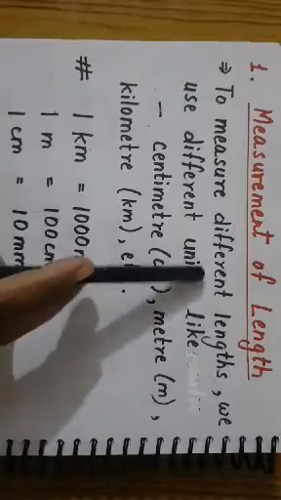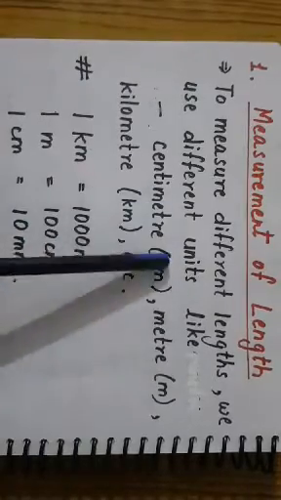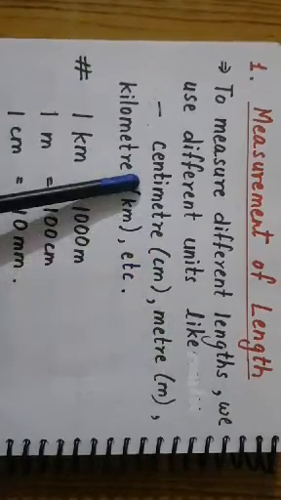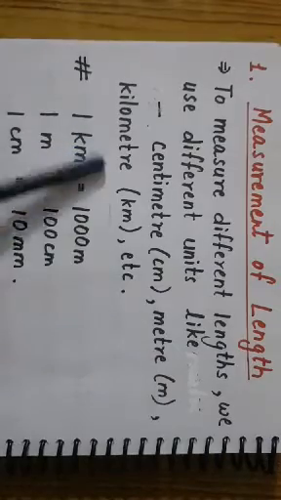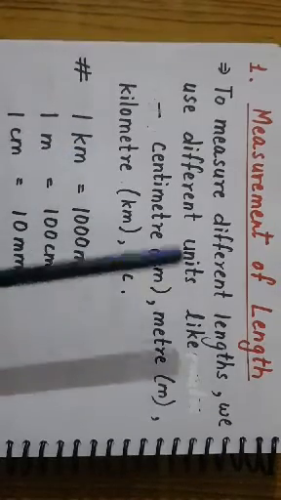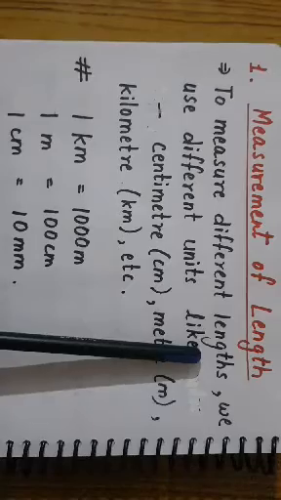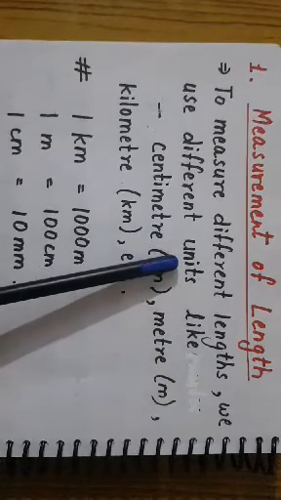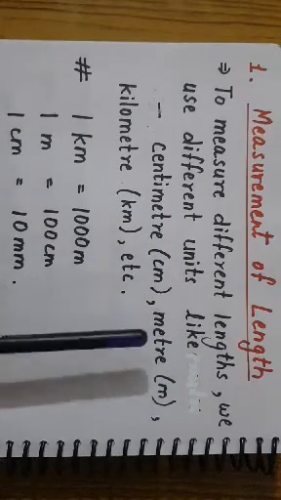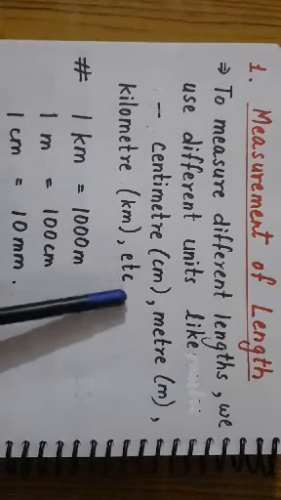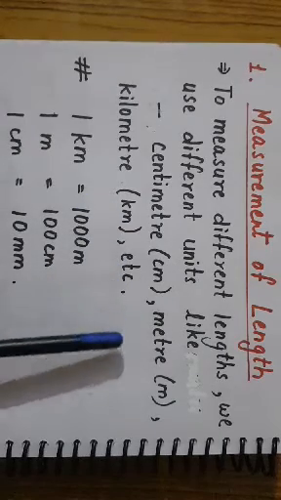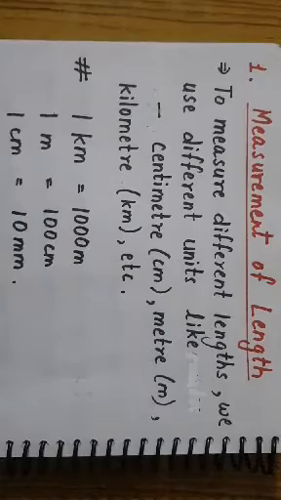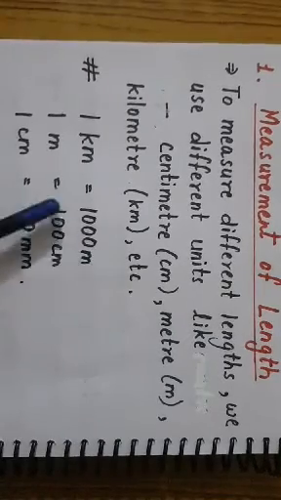So to measure different lengths, we use different units like centimeter, meter, kilometer, etc. डिफरेंट लेंथ्स को मेजर करने के लिए हम डिफरेंट यूनिट्स यूज़ करते हैं लाइक सेंटीमीटर, मीटर, किलोमीटर एट्सेट्रा. एट्सेट्रा मीन्स और भी बहुत सारी यूनिट्स हैं. Let's see the relation between these units.